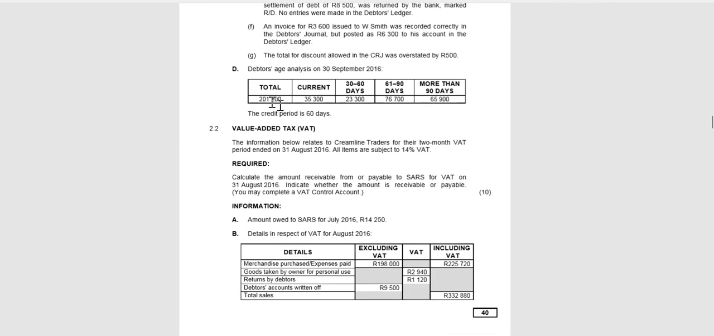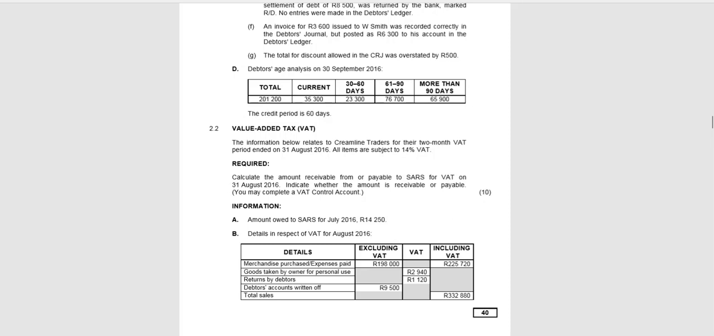So in our information, we're given this total debtors age analysis on 30 September 2016. So the total is 201,235,300. That is the total. And when you add all these things together, they'll give you this money. If you sum up everything, it's all going to give you a total of 201,200, right?